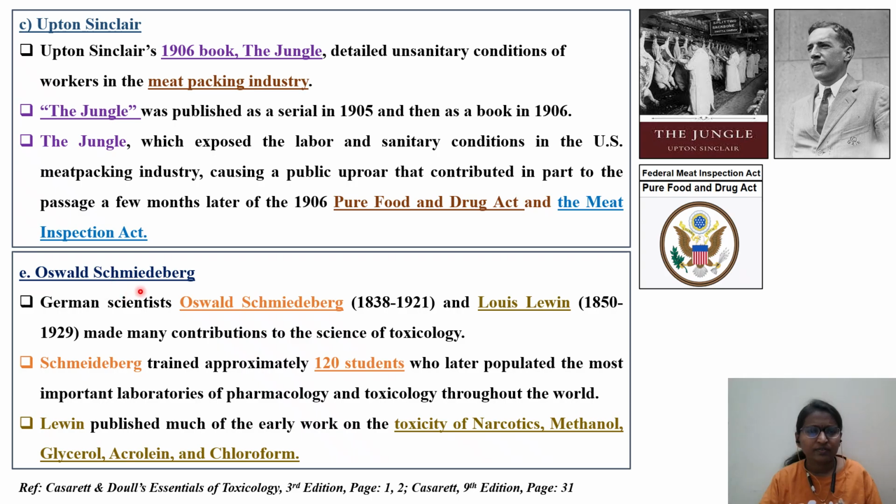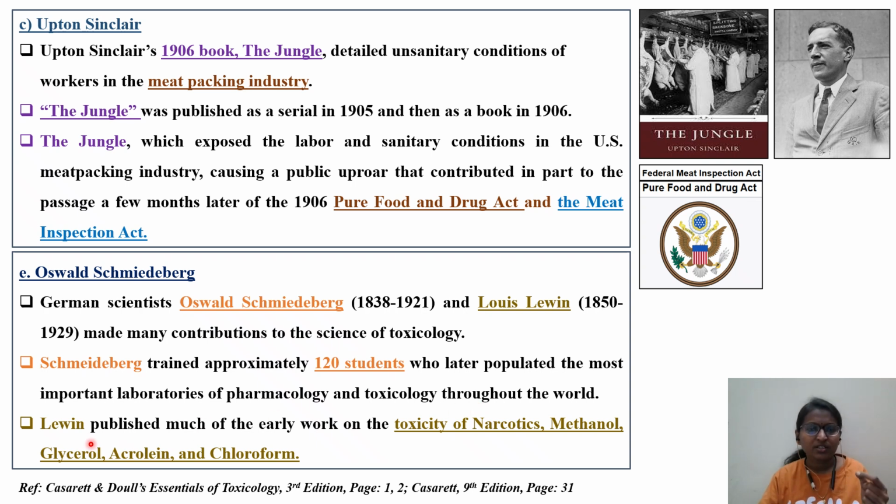Option E was Oswald Schmiedeberg. This is again important, and the two scientists were discussing here, Louis Lewin. So major contributions came from Oswald Schmiedeberg. He approximately trained around 120 students, which later populated most important laboratories of pharmacology and toxicology throughout the world. That's why having good teachers, good seniors is very important. Their contribution, their practical learning and experience, will not always be there in the textbooks or in the guidelines.